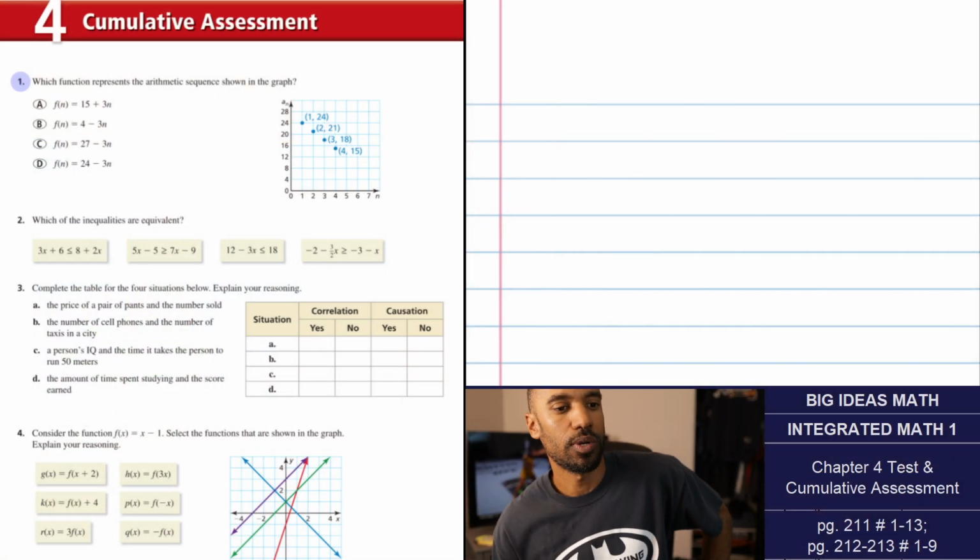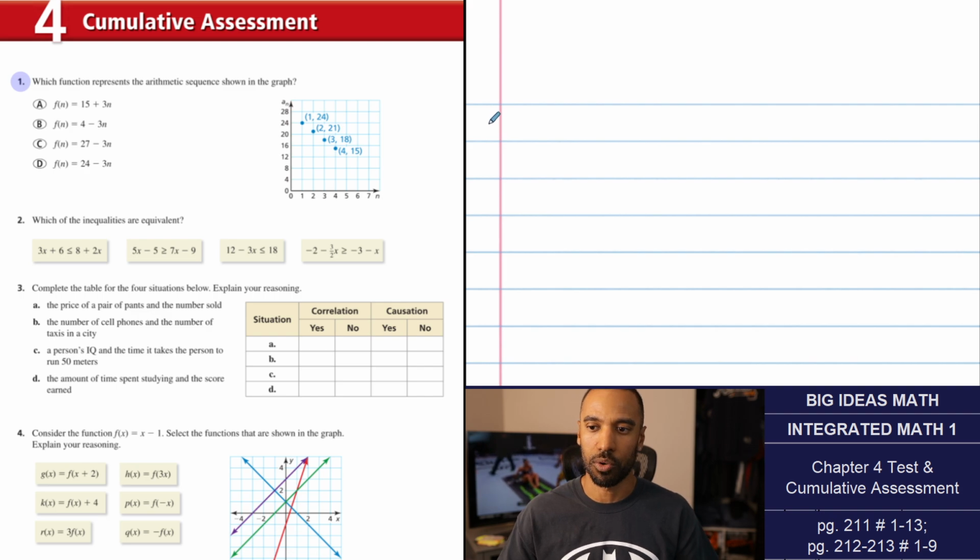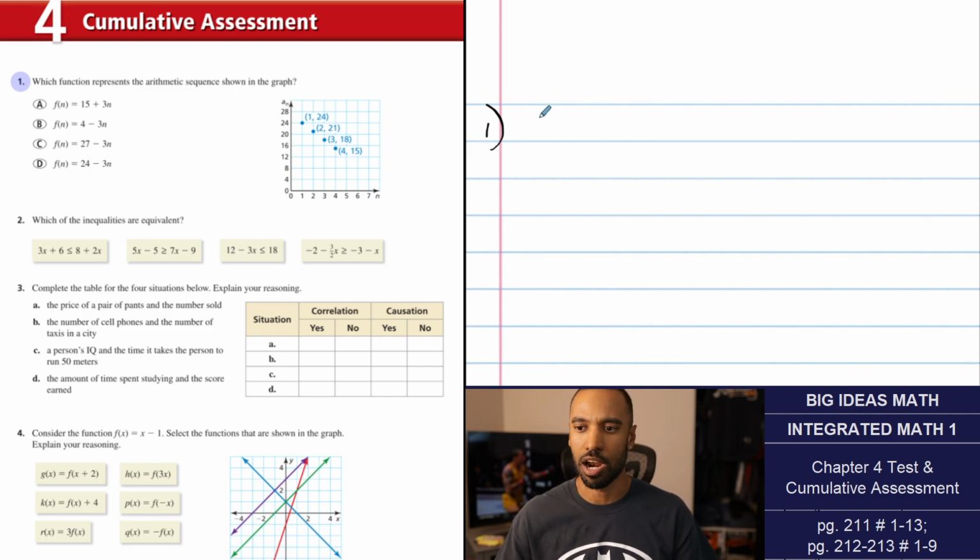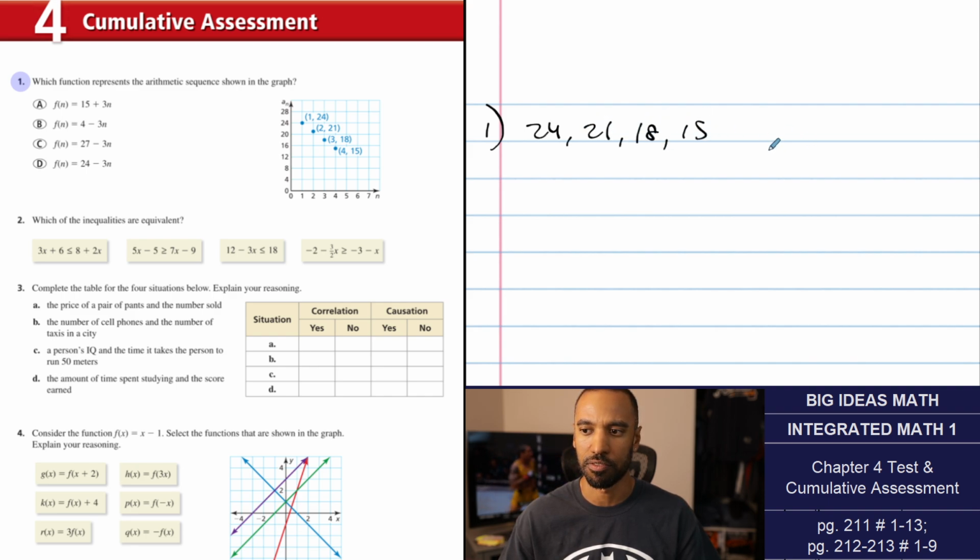Number 1 says, which function represents the arithmetic sequence shown in the graph? Clearly, that's something from this current chapter, the most recent section. Let me write it out based off what this is. Our first term is 24, second term is 21, third term is 18, fourth term is 15. We have a first term of 24 and a common difference here of negative 3.